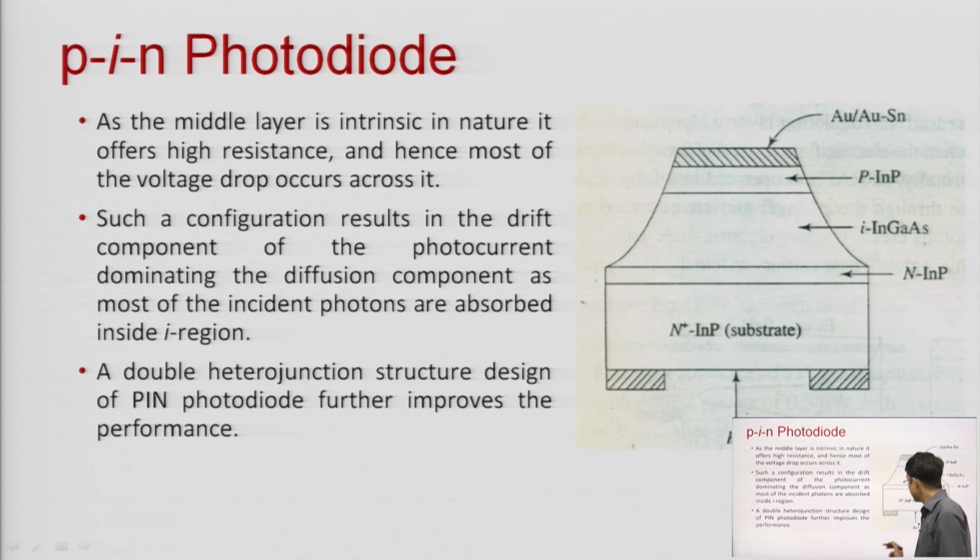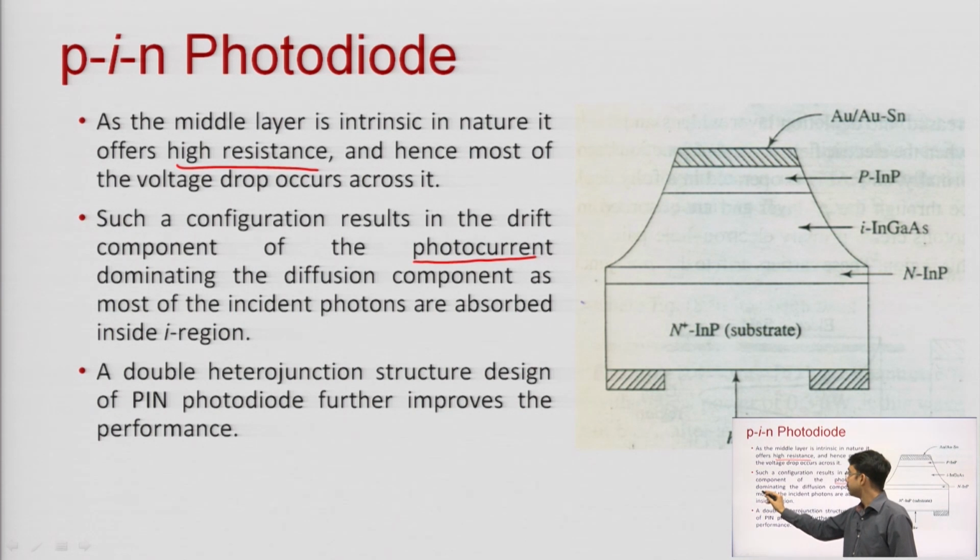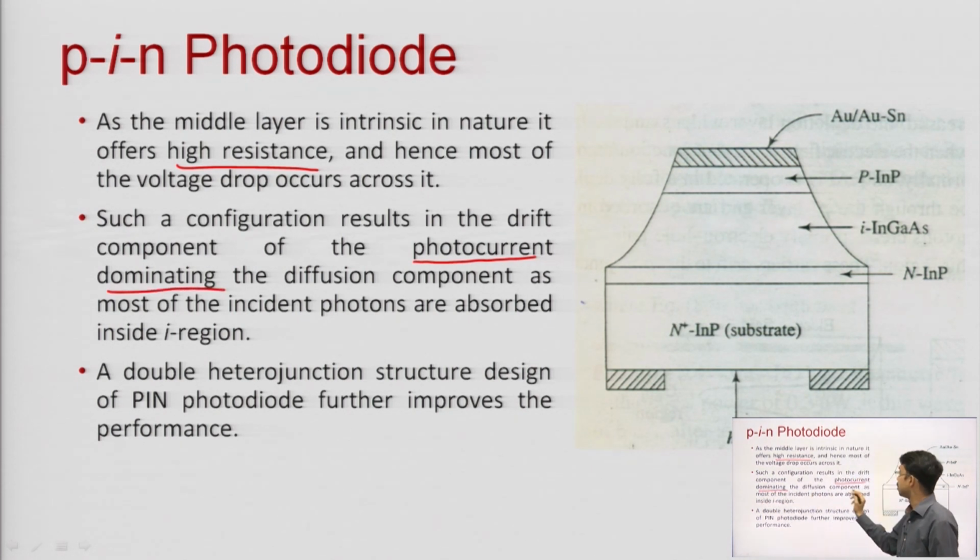This is the construction. As the middle layer is intrinsic in nature, it also offers high resistance, and hence most of the voltage drop appears across it. Such a configuration results in the drift component of the photocurrent dominating the diffusion component, as most of the incident photons are absorbed in the junction region, or you can say the I region.